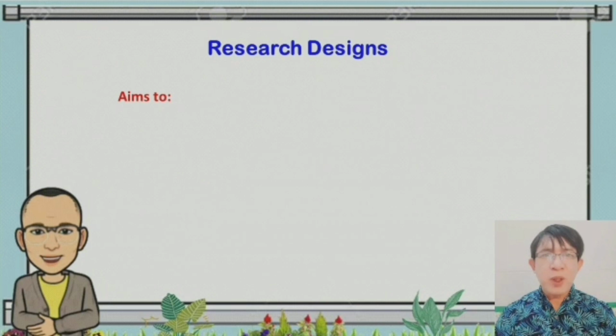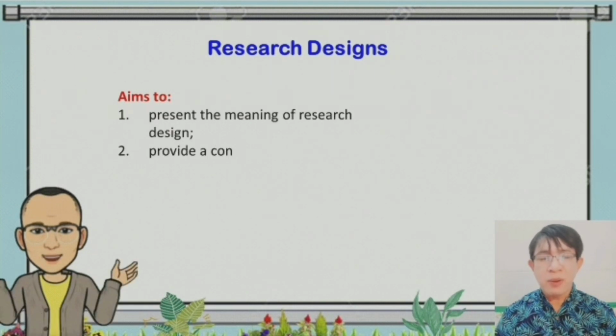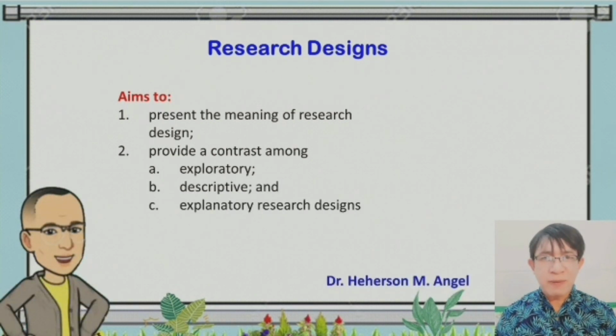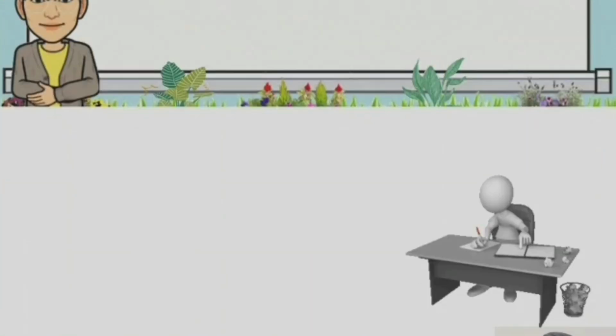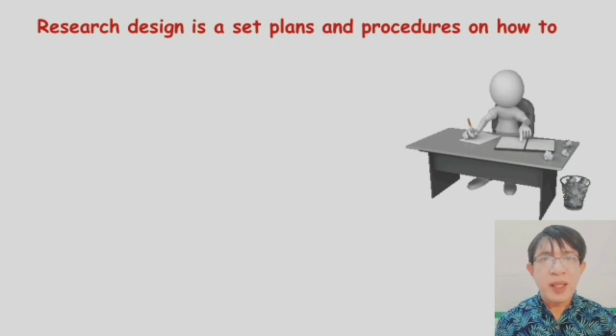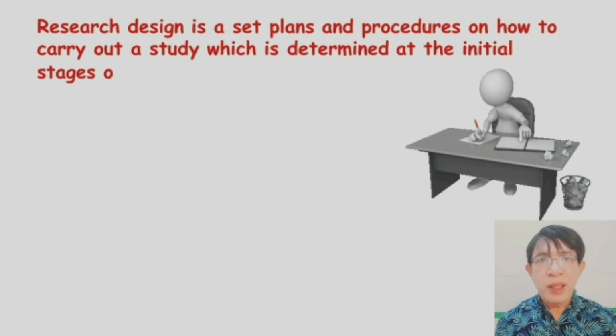This series aims to present the meaning of research design and provides a contrast among exploratory, descriptive, and explanatory research designs. Research design is a set of plans and procedures on how to carry out a study, which is determined at the initial stages of the project.